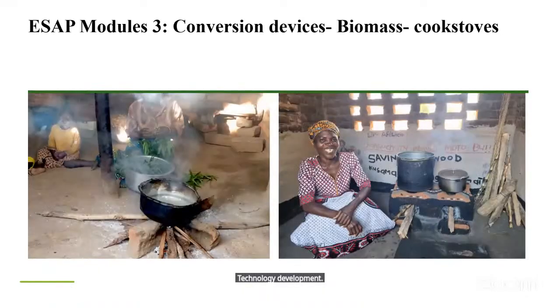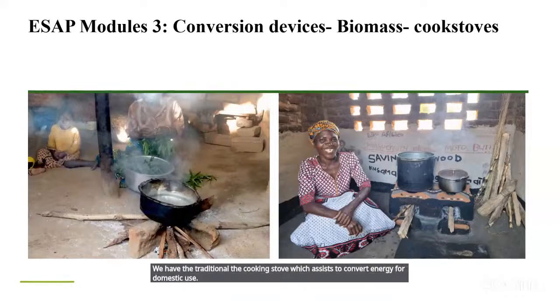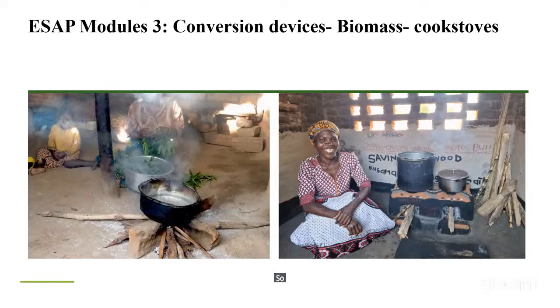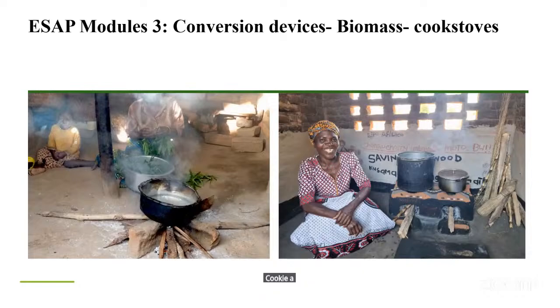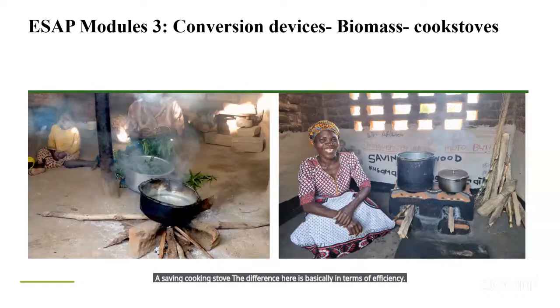So among these technologies, especially at domestic level, we have the traditional cooking stove, which assists to convert energy for domestic use. There are a number of these in most of our rural areas, even in the urban areas. So we have the three stones, for example, and then we could have a saving cooking stove. The difference here is basically in terms of efficiency, but also in terms of comfort.